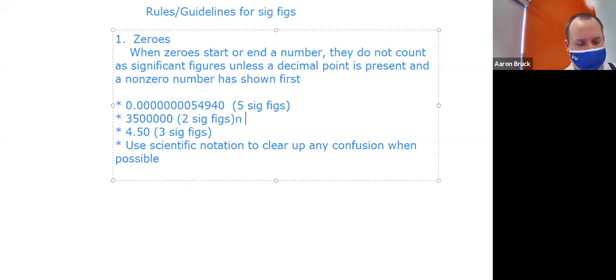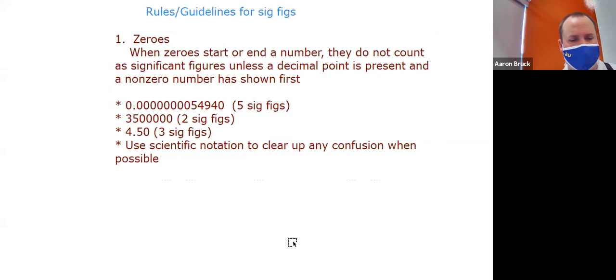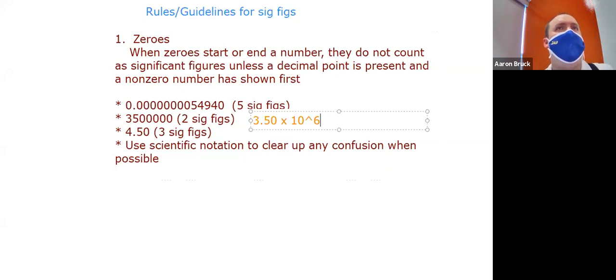What you would have to do, if you put it into scientific notation, would be 3.50 times 10 to the 6th. Scientific notation shows you exactly how many significant figures are supposed to be there and also shows you the extent of the value of the number.